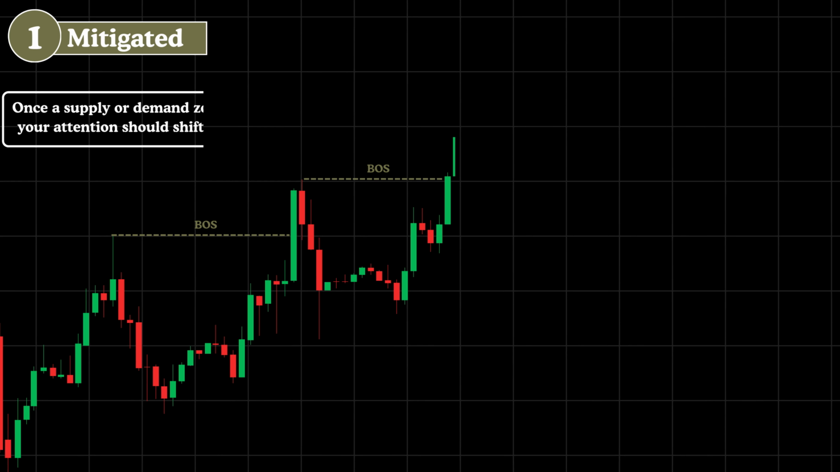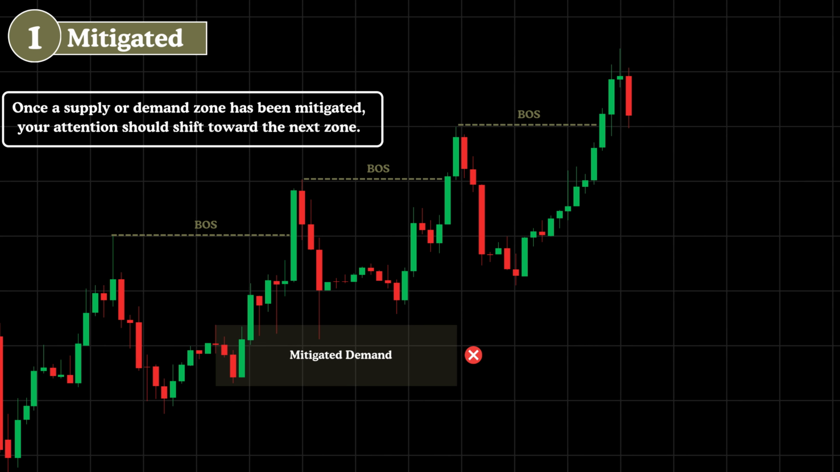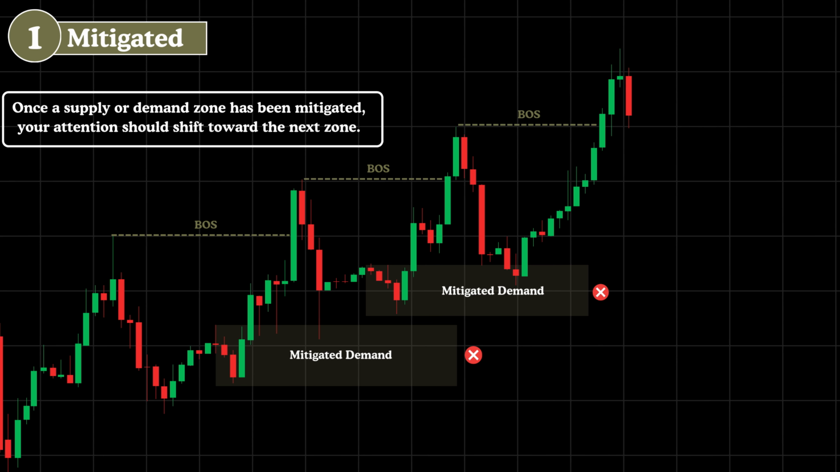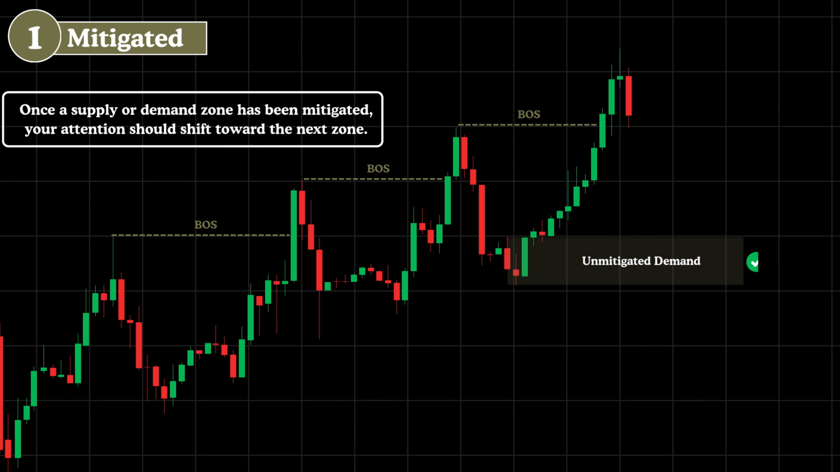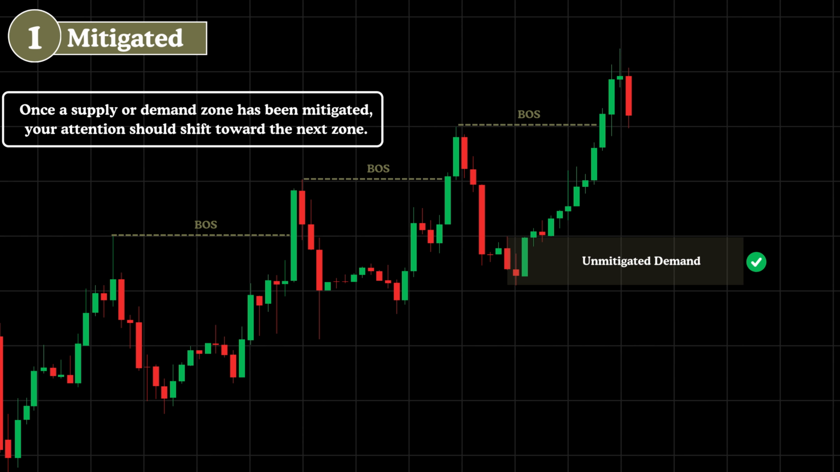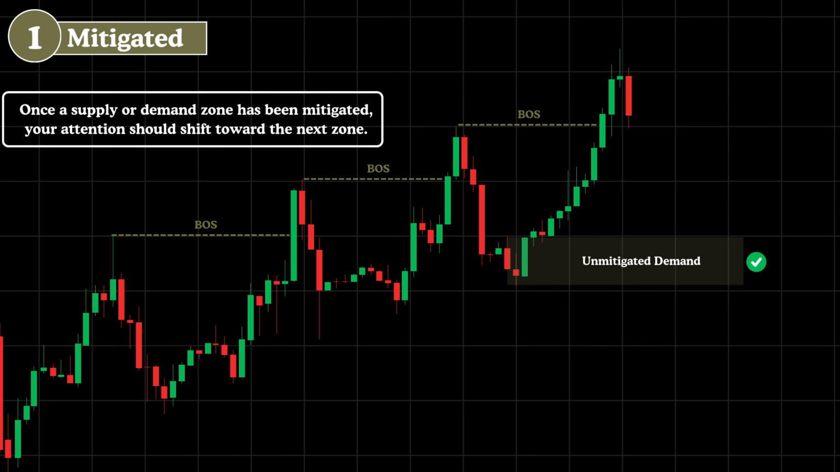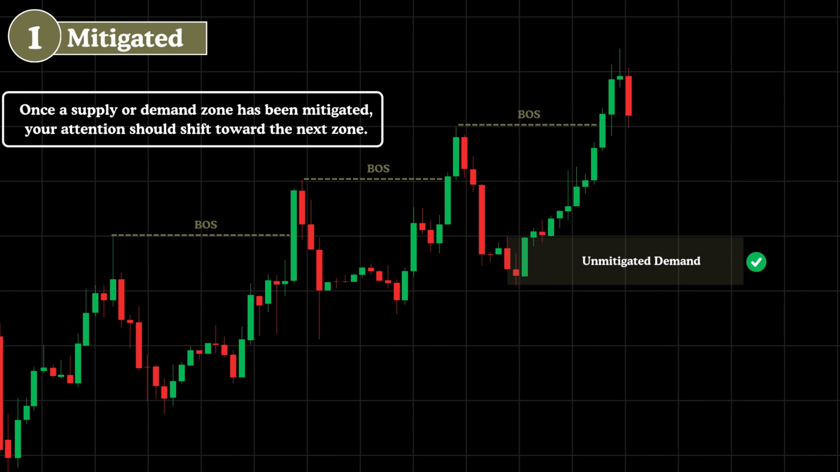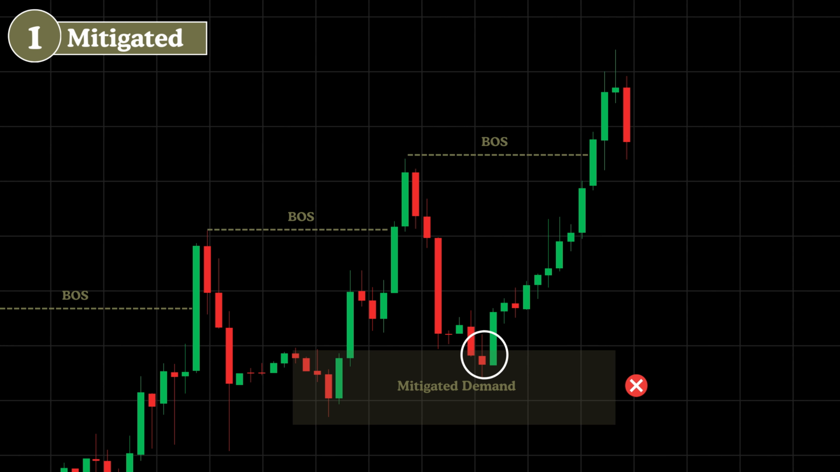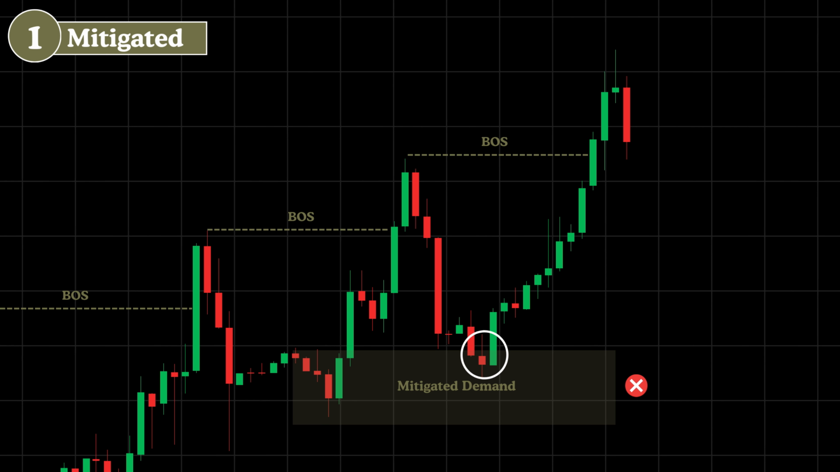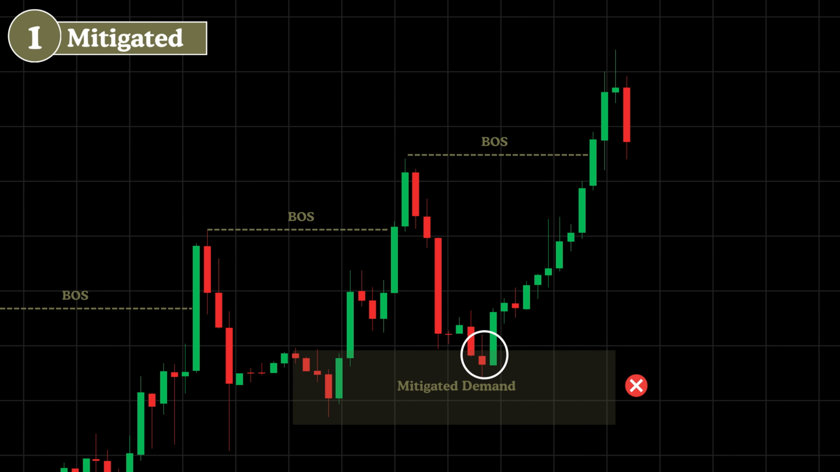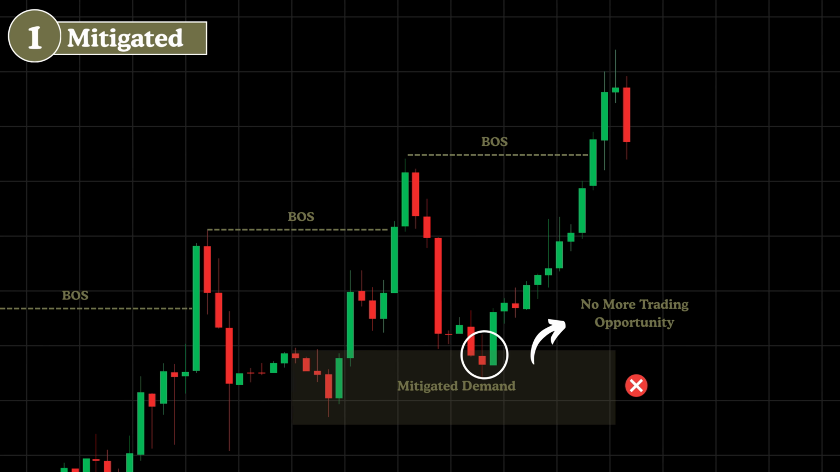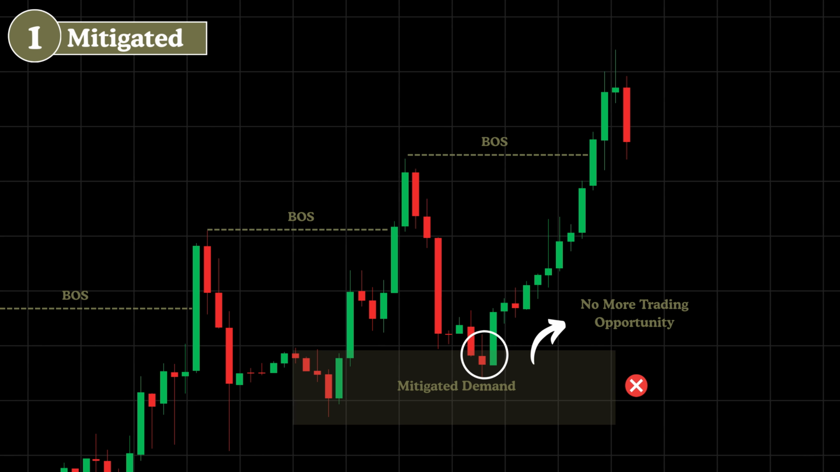That means the zone remains unmitigated, because any mitigation that occurs before the structural break doesn't count. Another crucial point: once a supply or demand zone has been mitigated, your attention should shift toward the next zone. This often signals strong trend continuation. If that next supply or demand area is also respected, you then move forward to the following zone, step by step, aligning with the trend flow. Just like order blocks, supply and demand zones follow a one-time use principle. That means we only rely on them for trade setups or analysis when price first reacts to them. Once a supply, demand, or order block has been mitigated, it loses relevance for future trades.